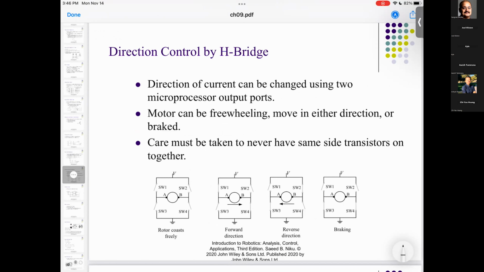volts or 0 volts, or 0 and 1. So basically you send a rectangular pulse and that controls which transistor gets turned on and which transistor gets turned off. That can control the direction and the speed of the motor.